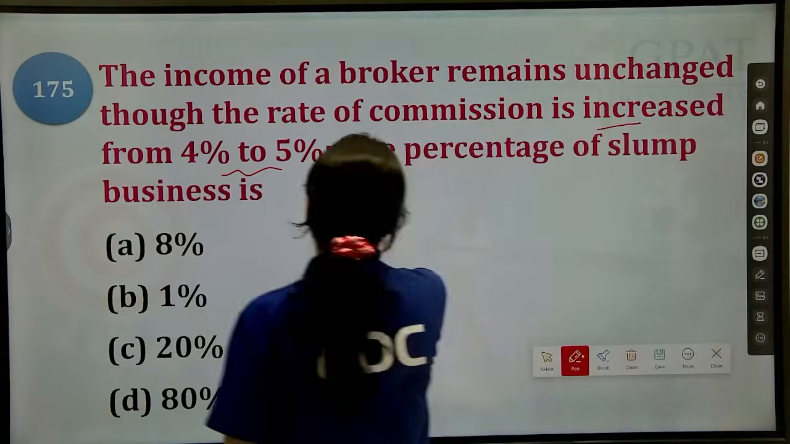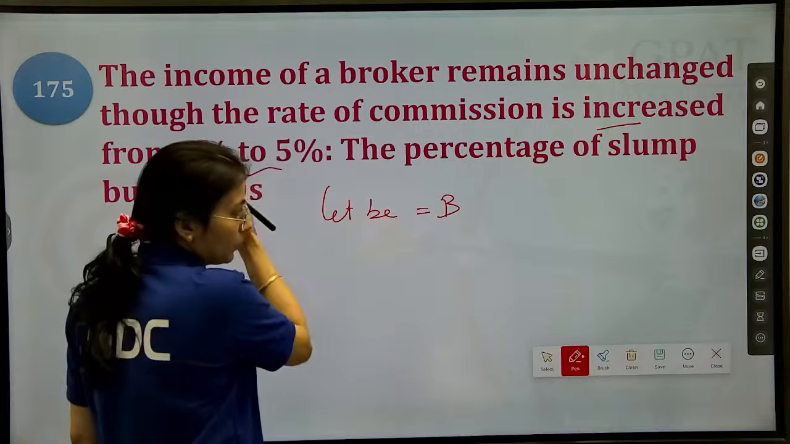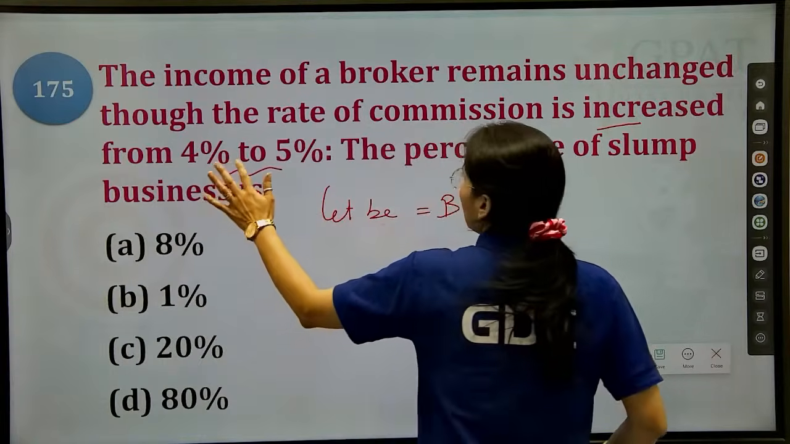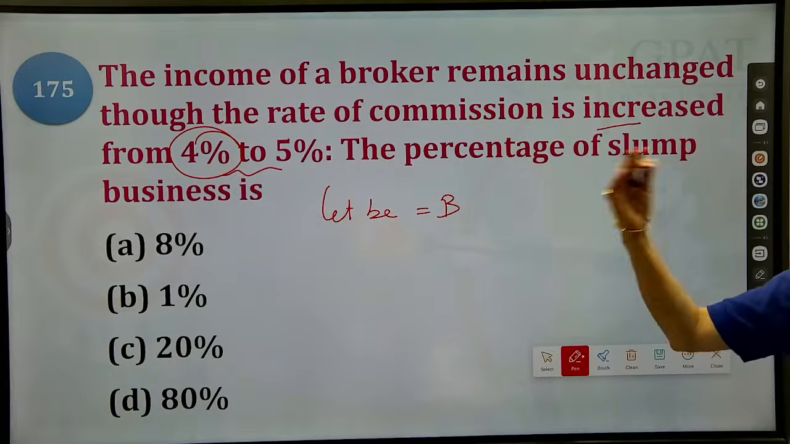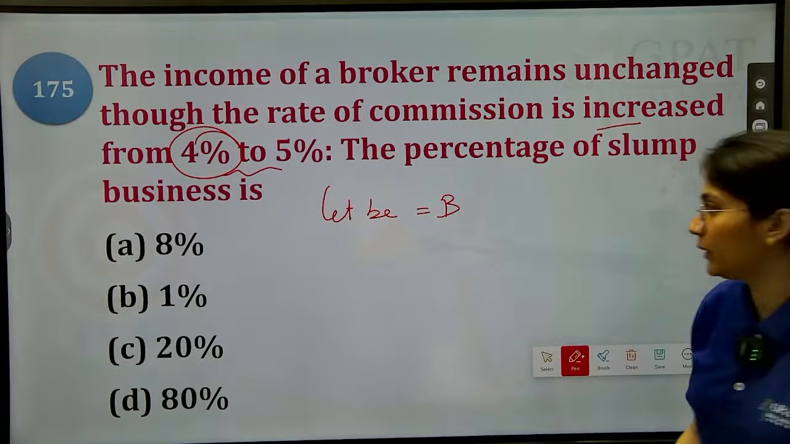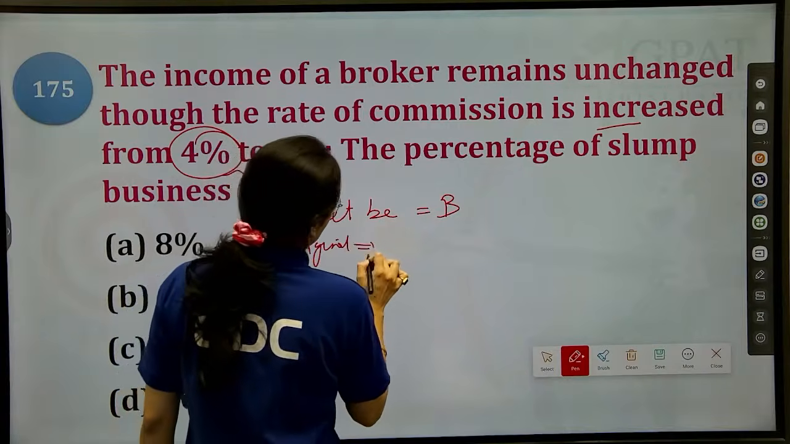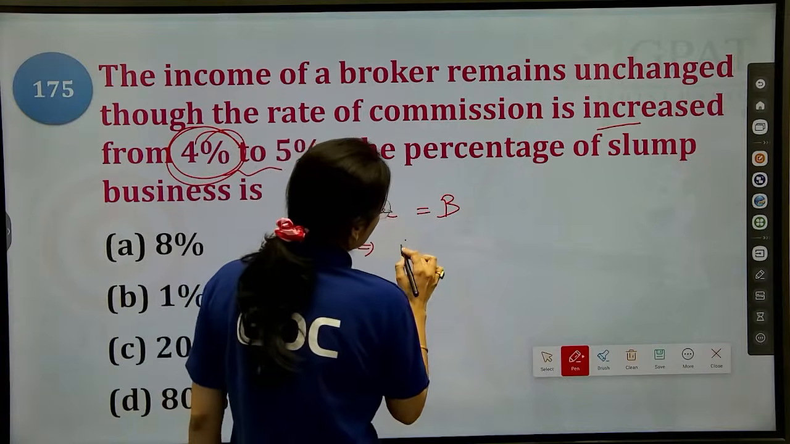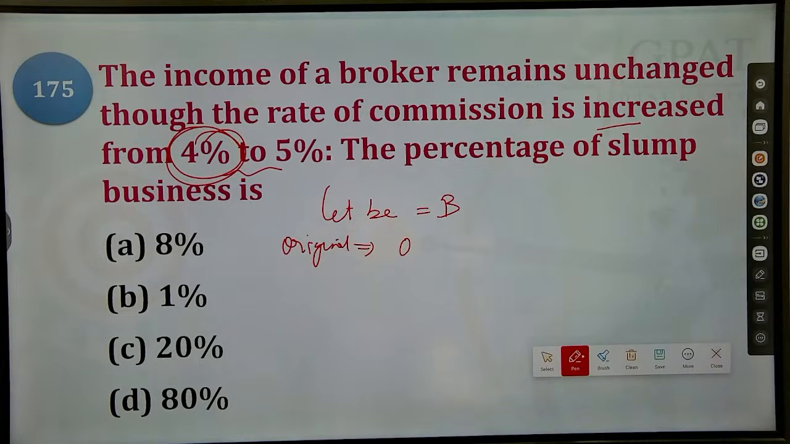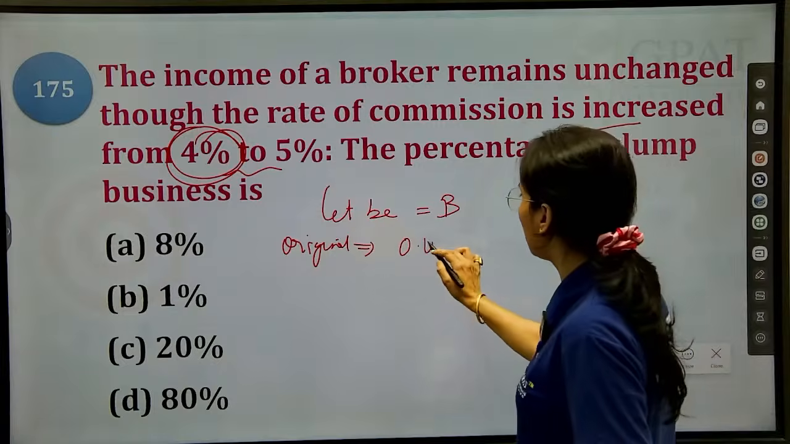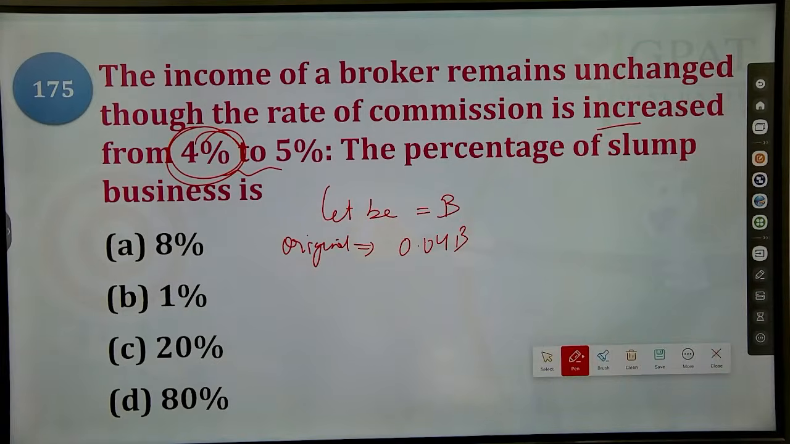Let the original business be B. The commission rate increased from 4% to 5%. So originally it is 4%, that is 4 by 100 B, that is 0.04 B. Now it changed from 4% to 5%.